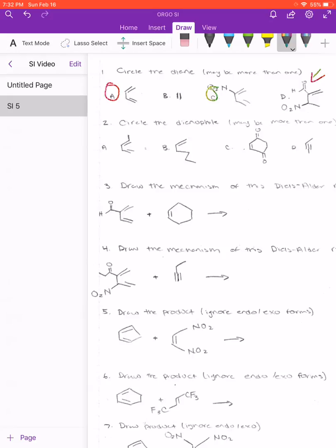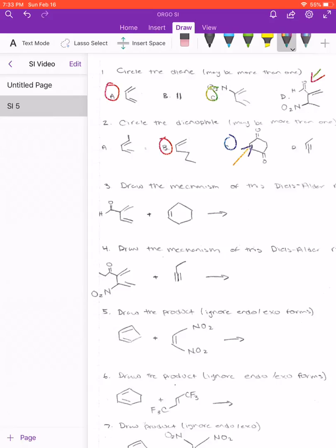Now, number two, circle the dienophile. So the dienophile is going to be the one that is just basically a double bond. That's really all we're looking for. So A is actually a diene. It's not a dienophile. B is a dienophile, has a double bond right there. And then C is a dienophile, has a double bond right here, right?